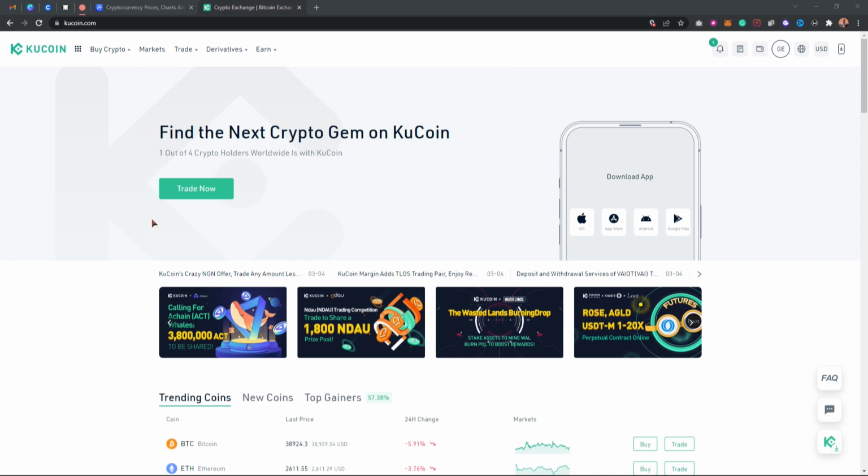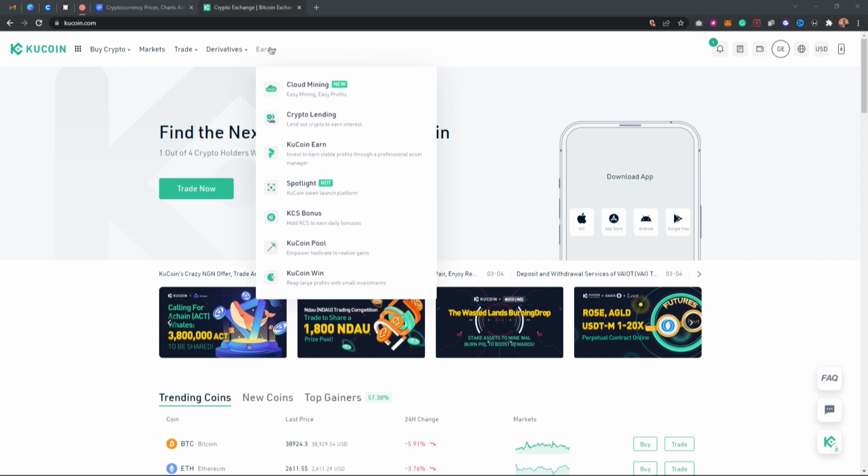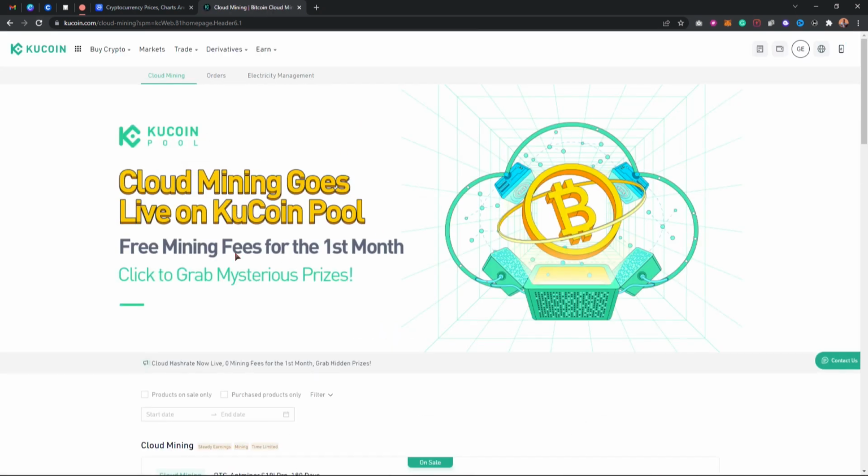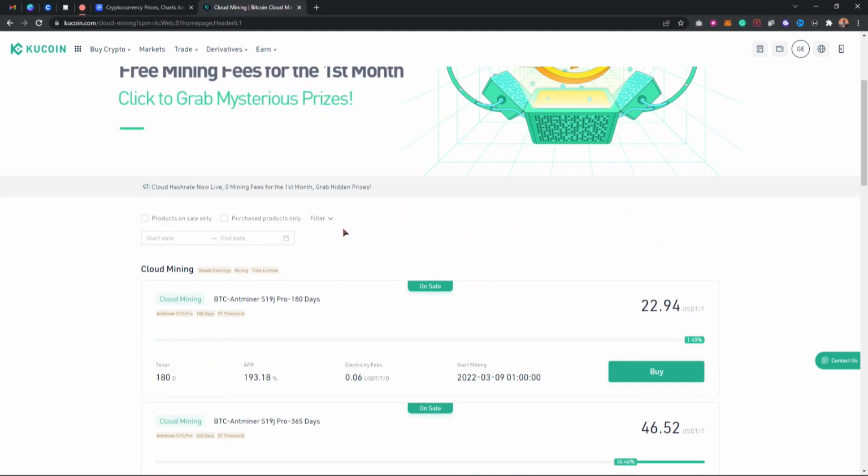Okay, so once you're on the website, what you want to do is come to this section. Once you come to this section, you're going to see this cloud mining. As you can see, it has this new button close to it. So just tap on Kucoin cloud mining, and it's going to take you to the Kucoin cloud mining feature. As you can see, Kucoin cloud mining goes live on Kucoin pool, which means you can go ahead and test it out.